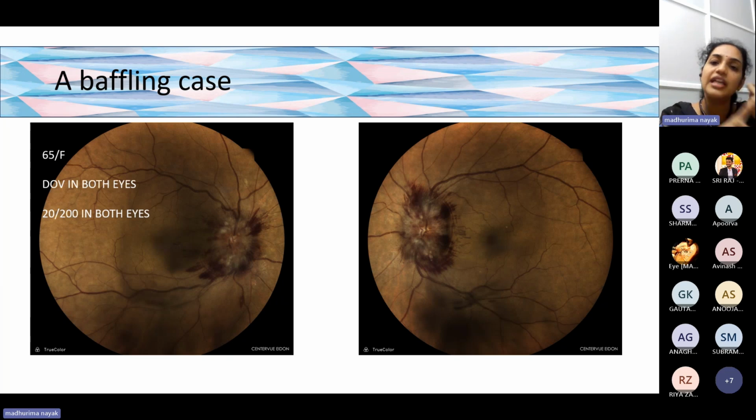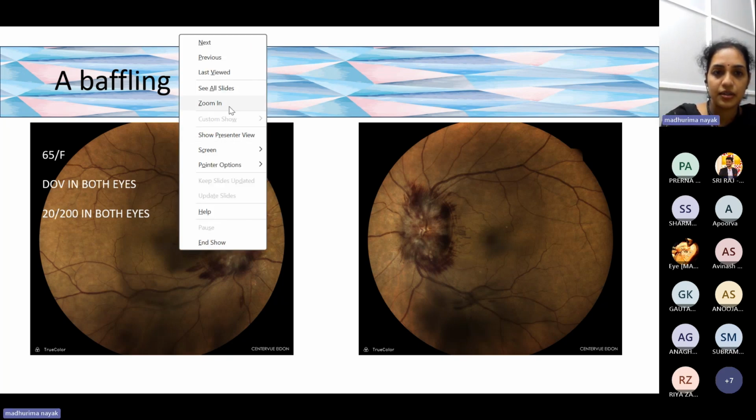My first differential again will be malignant hypertension. We'll check the BP. BP was all right, 150 by 90. 150 by 90 cannot cause this sort of a picture. Arteries are also not attenuated, ma'am. Yes, it's not that bad.